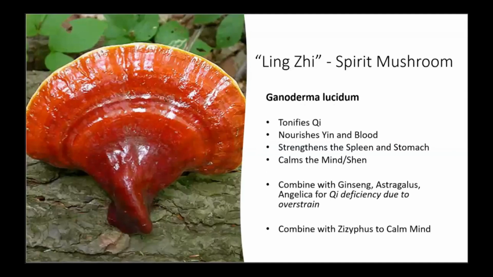Mushrooms are really great. You know, they're bioremediators. This is Ganoderma. I put in here the spirit mushroom, right? Lingzhi. Tonifies the qi, nourishes the yin and blood, strengthens spleen and stomach, calms the mind and the shen. Combine it with ginseng, astragalus, and angelica for qi deficiency due to overstrain. Overstrain? Anybody experience that at all these days? Anybody feel anything? No? Yeah. Combine it with Suan Zao Ren to calm the mind.